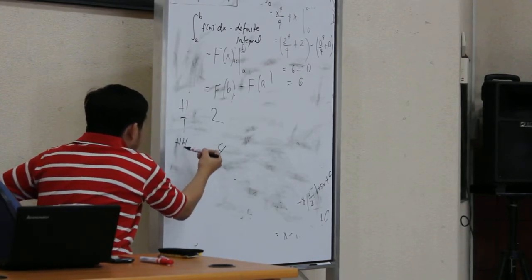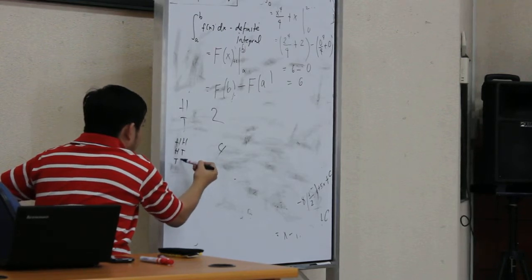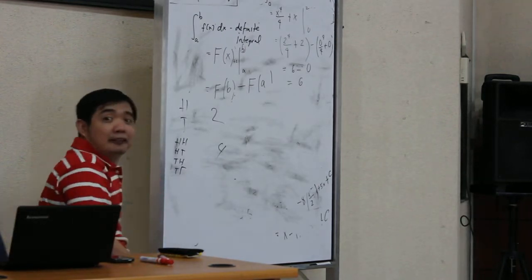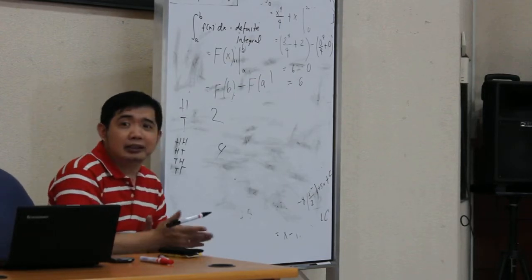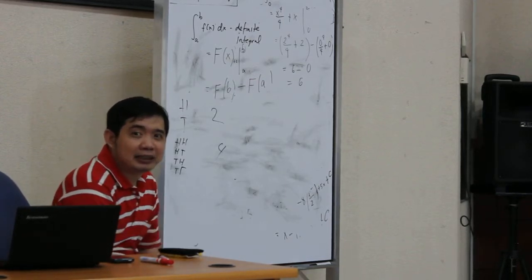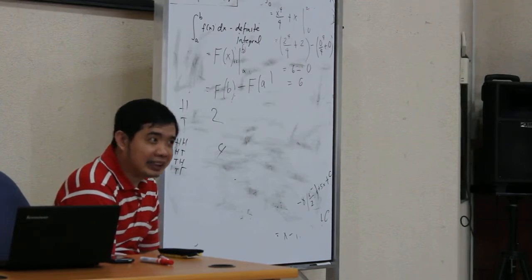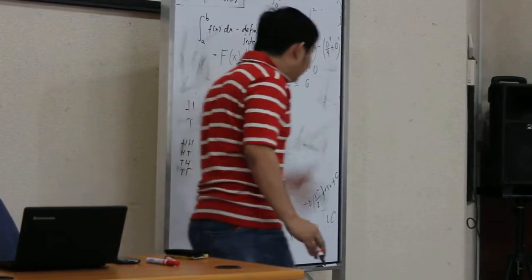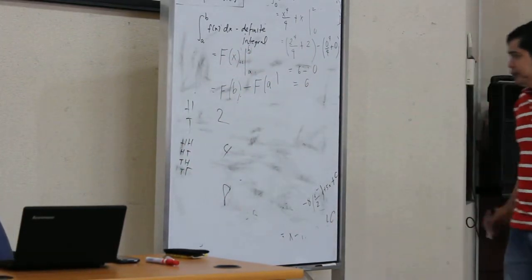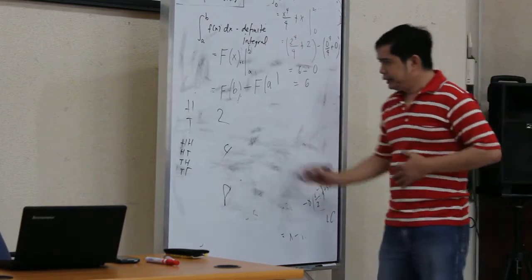Kasi, ito yung mga possible. Ito, 4. When I toss three coins now, how many possible outcomes are there? 8. Good, 8. Okay, now, how will I write this answer? Well, let's look at it this way.